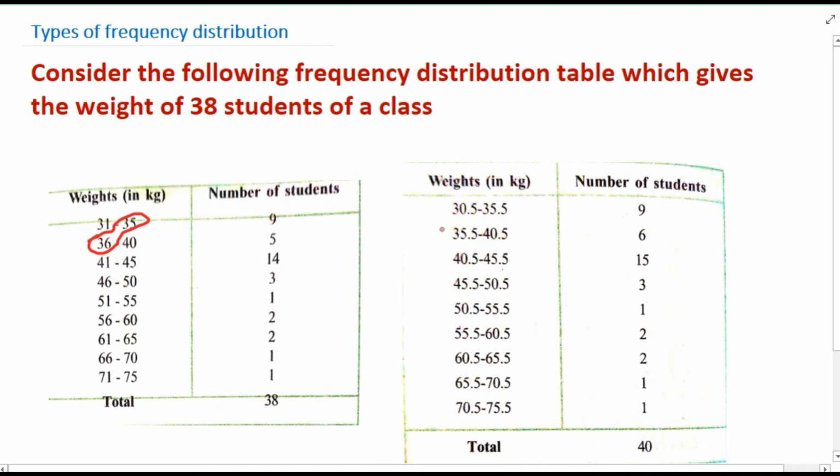So 35.5 kg we have included in this class interval. So one student is added to this class interval, and 5 has been increased to 6. In the same way, 40.5 kg we have included in this class interval, so where 14 students were there, now that we have included one more student, it has become 15. So 2 new students were admitted in the class, so 38 has changed to 40.